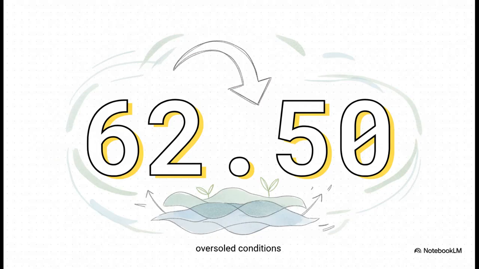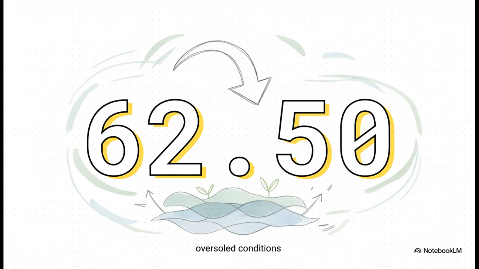So after all of that, what's the report's final score? Get this, 62.5. Now, on the 0 to 100 scale this report uses, anything below 50 is bearish and anything above is bullish. And this is the twist in our story. After looking at a 98% drop, the report's final score is actually in bullish territory.